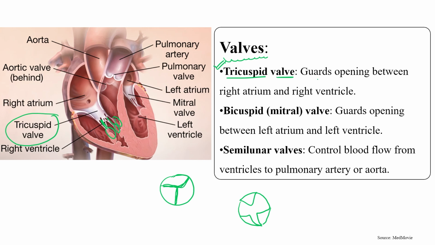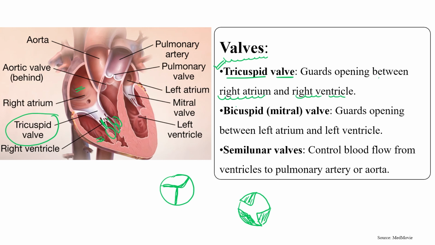It guards the opening between the right atrium and right ventricle. Here, this is the right atrium and this is the right ventricle. So it is the opening between these two. When blood comes from the right atrium to the right ventricle side, it will open like this. So tricuspid cusps are there, 1, 2, and 3.